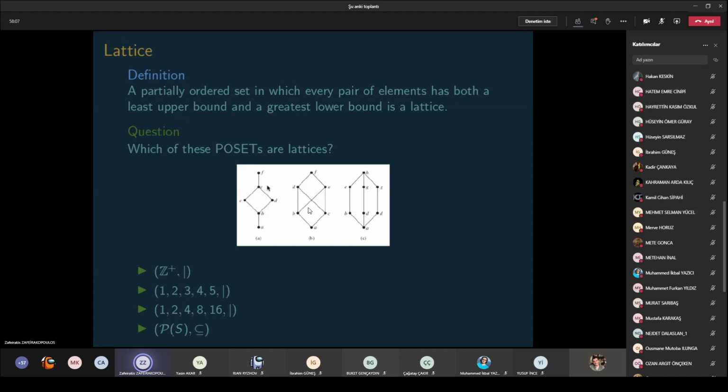So, for example, here, is this a lattice? Yes, it is. It has also least upper bound and greatest lower bounds, both. Do we all agree? I leave this open. I will not answer this. You will do it as an exercise.